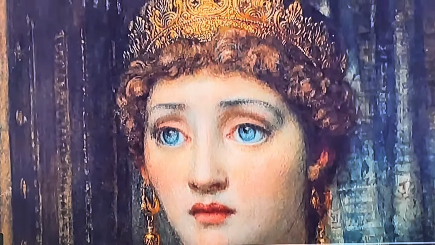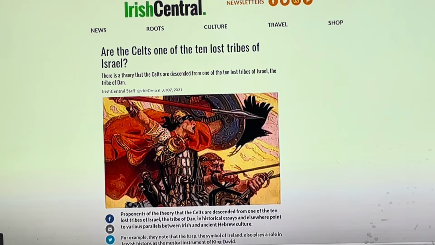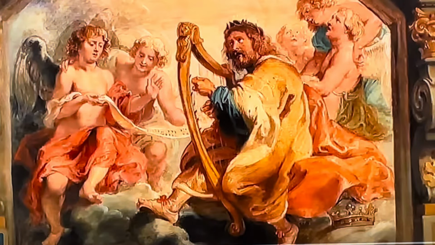and a lot of people have talked about, you know, the 12 tribes and how this works out, and there are connections to that. In fact, here's one on Irish Central, which is saying, are the Celts one of the 10 lost tribes of Israel? There's a theory that the Celts are descended from one of the lost 10 tribes of Israel, the tribe of Dan. Right? And it's been found by Jewish historians and stuff. So it's not something that goes too far away. But you'll find that they have a connection to it, and because there's a swirl of connection of Celts and Irish, they have another connection.